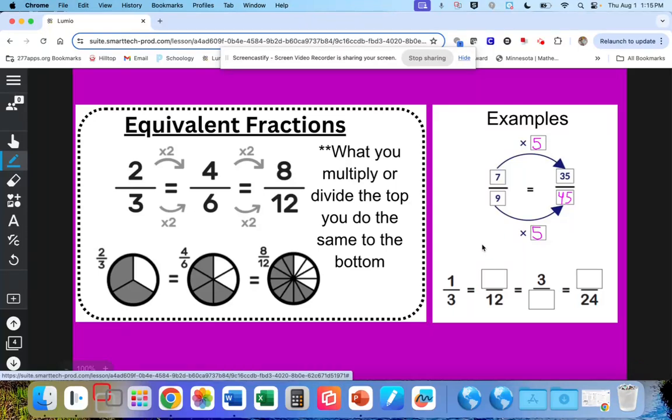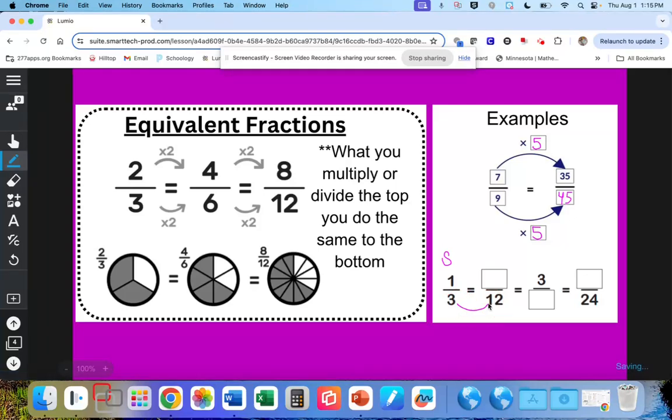Now, the other one that you might see is an equivalency chain, just like this bottom one. So I need to figure out how I get from one to the next. Now, I like to always go back to my start fraction. So how do I get from 3 to 12? That would be times 4. What I do to the bottom, I do to the top. 1 times 4 is 4. So my missing amount there is 4.